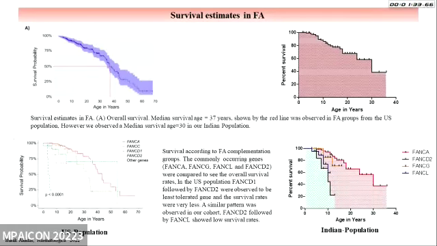Then we did an overall survival analysis and compared it with the data of the US. We could see that the median survival age in the Indian population was 30 as compared to 37 in the US. We also compared it with the common complementation groups. In the US, it is FANC-D1 followed by FANC-D2 which are the least tolerated. But in our cases, FANC-D2 followed by FANC-L were the least tolerated.